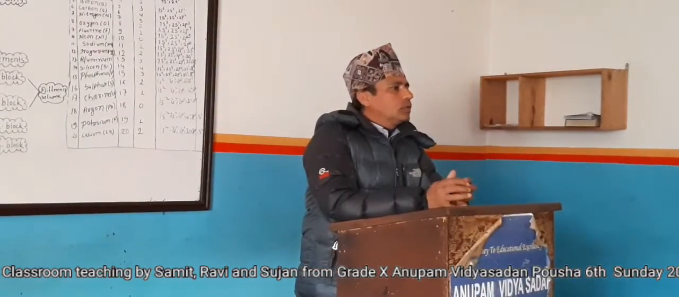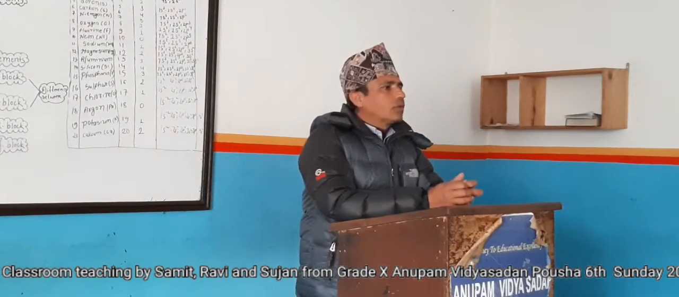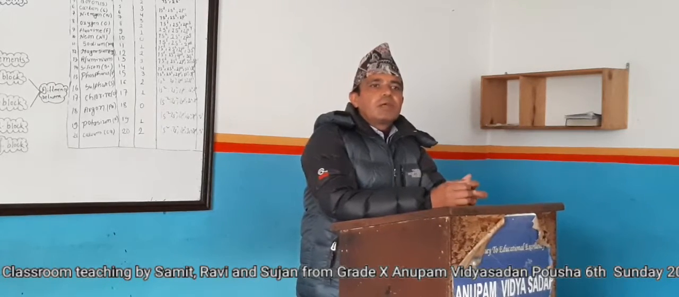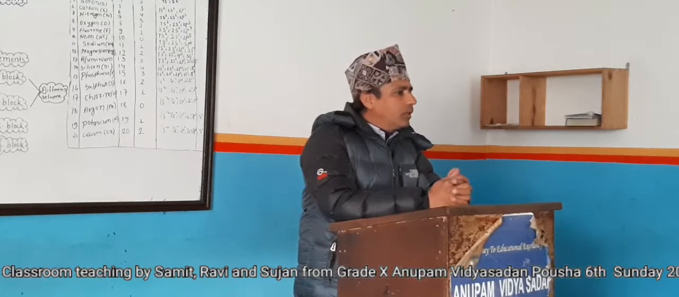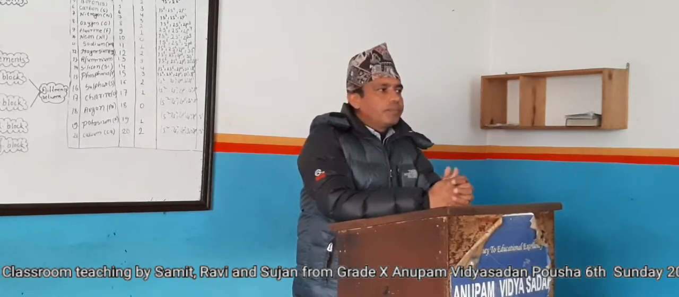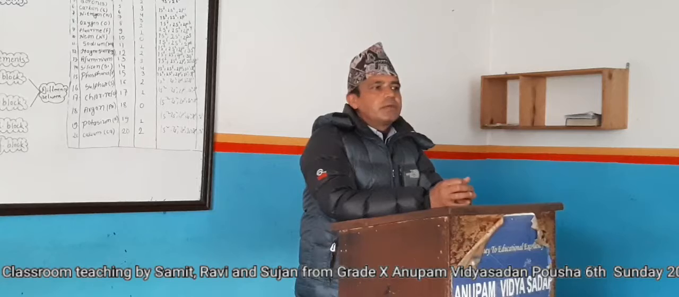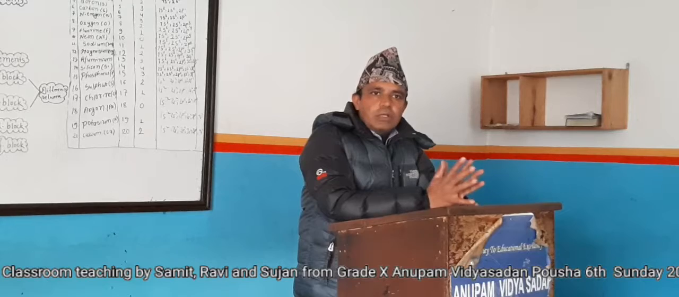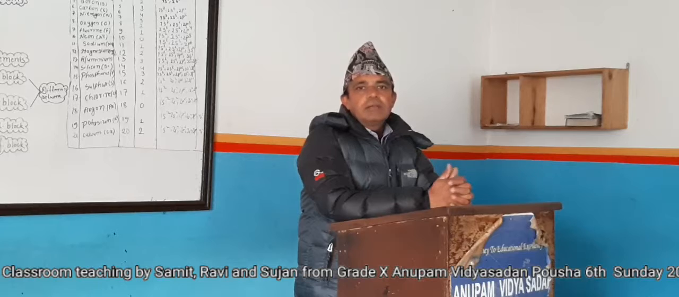Today's topic was classification of elements, but I think they might have forgotten to say Mendeleev's periodic law and modern periodic law, right? What does Mendeleev's periodic law state? Physical and chemical properties of the elements are periodic functions of their atomic weight. And modern periodic law: physical and chemical properties of the elements are periodic functions of their atomic number. So, teachers have already taught 3: Samit, Sujan, and Rabi.